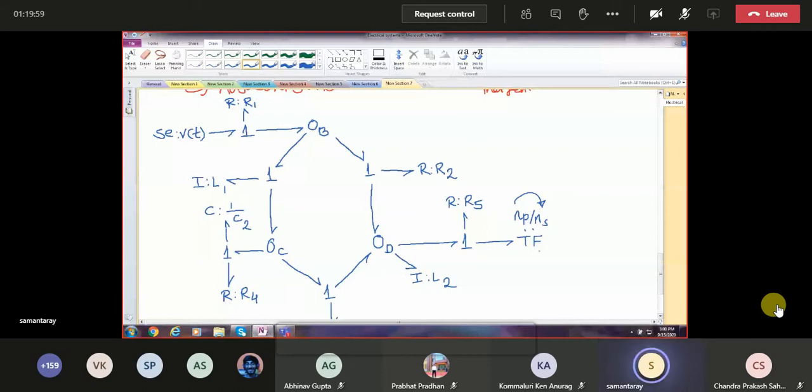L3 and R must be R6. See? So that's what our model looks like.